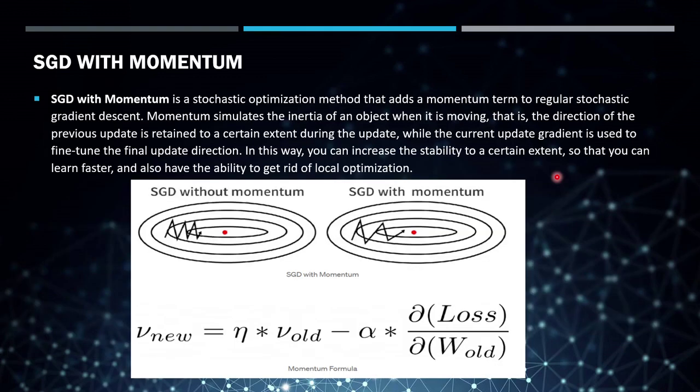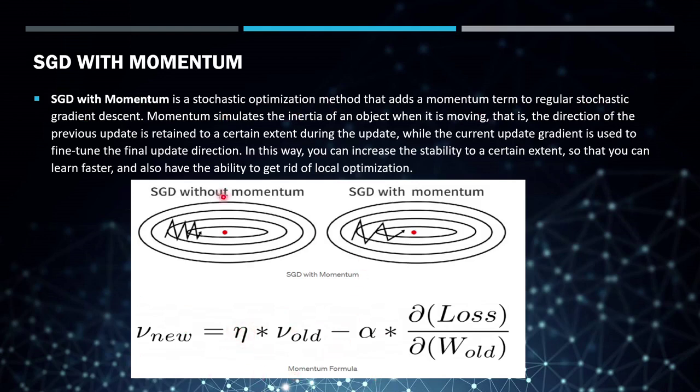Then we have stochastic gradient descent with momentum. It is an optimization method that adds a momentum term to the regular stochastic gradient descent formula. So we have the old weight and we are trying to update it. We add an eta, which is the momentum.